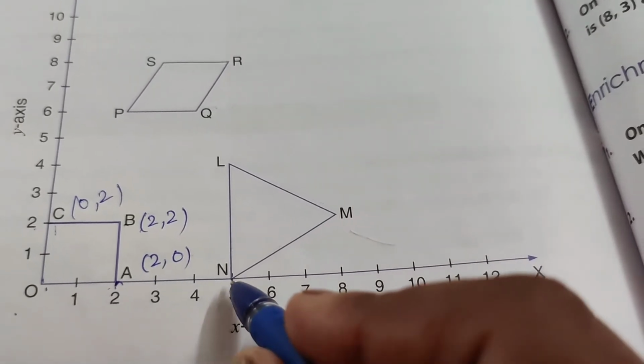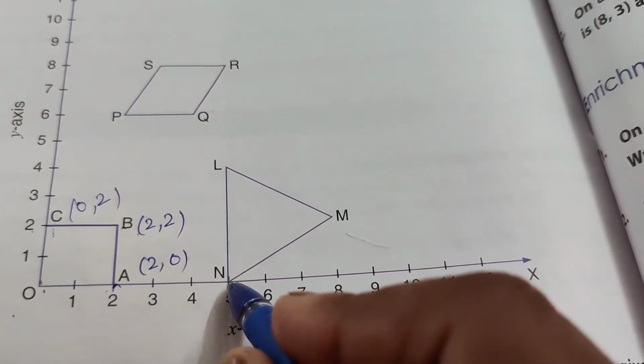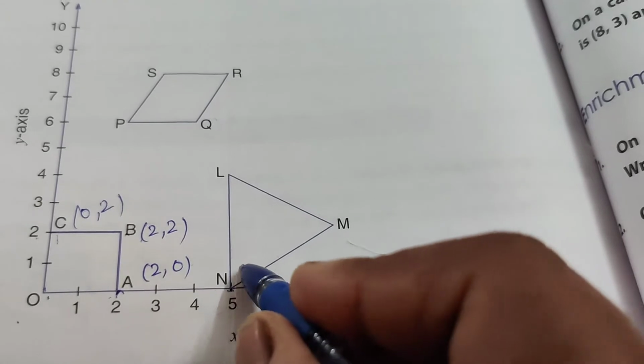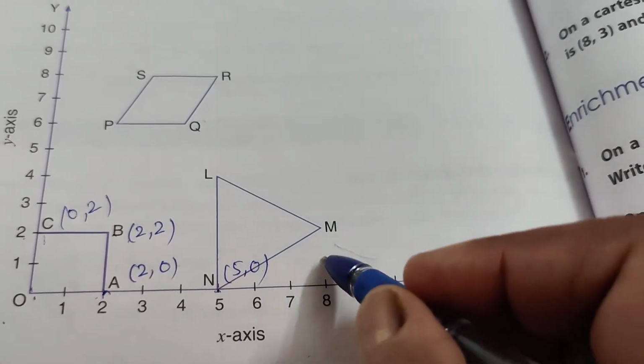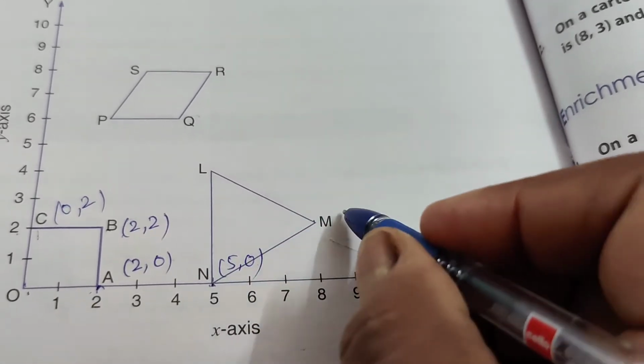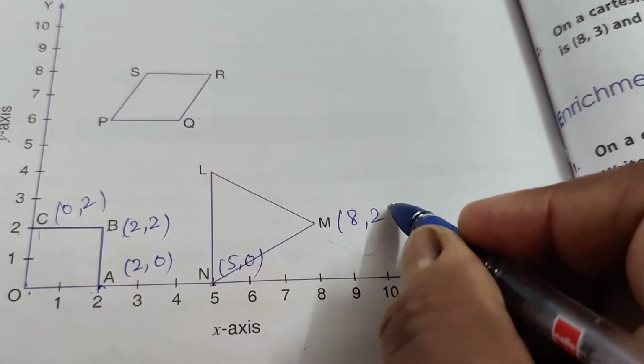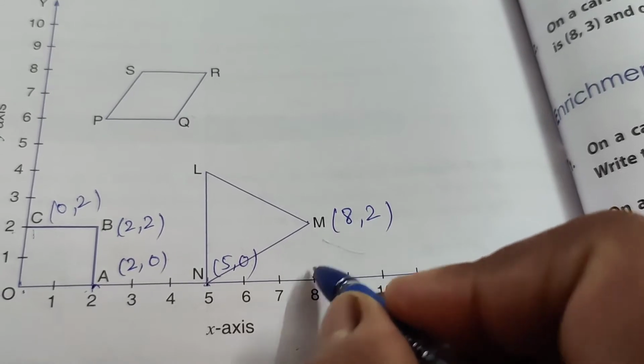Now N. X coordinate is 5, y is 0, and coordinates of N is (5, 0). And M is 8 and 2. From X, at the X 8.